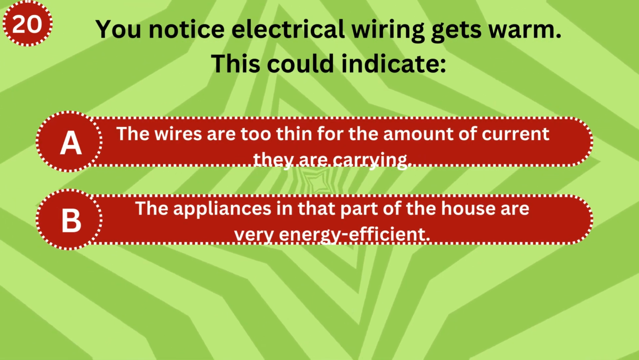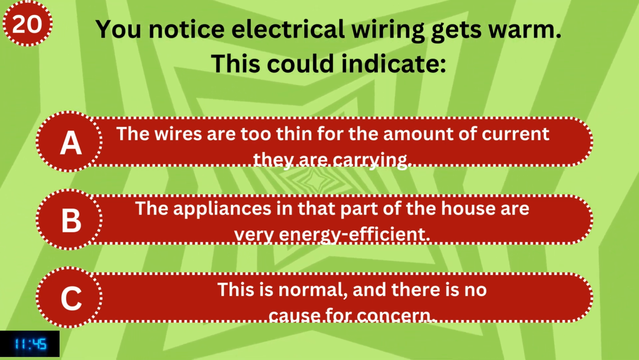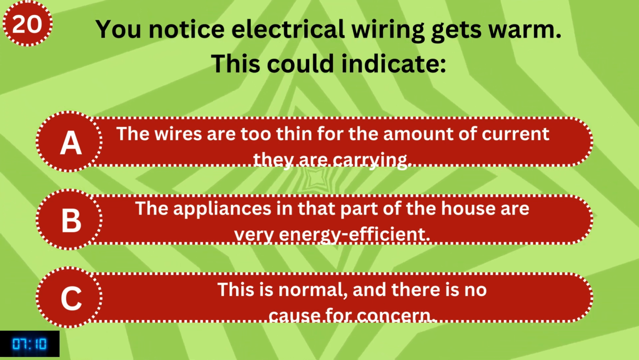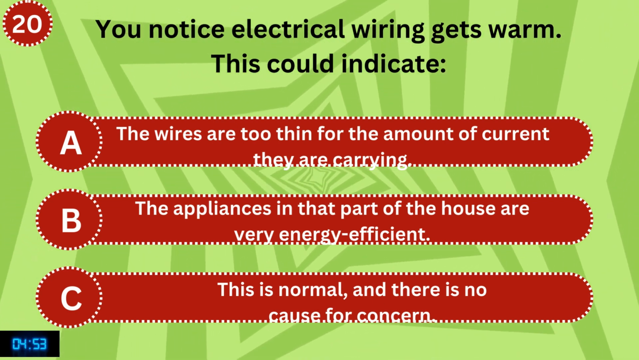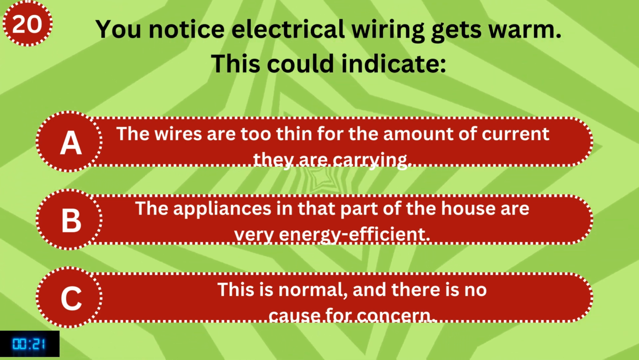You notice electrical wiring gets warm. This could indicate the wires are too thin for the amount of current they are carrying. The appliances in that part of the house are very energy efficient. This is normal, and there is no cause for concern.